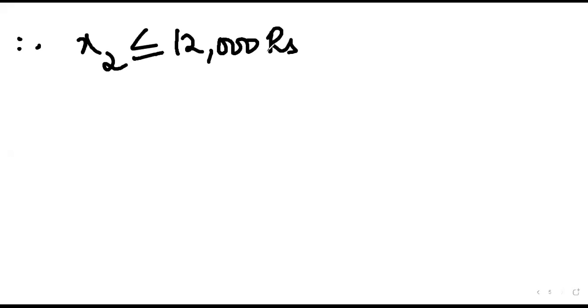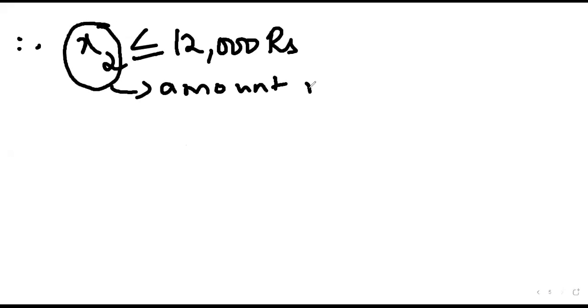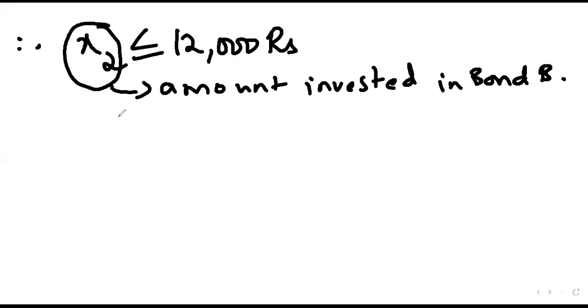Is it right? X2 is smaller than or equal to 12,000, correct? Yes, sir. Why? Because X2 represents the amount invested in bond B. Correct. That is the reason this statement can be written.